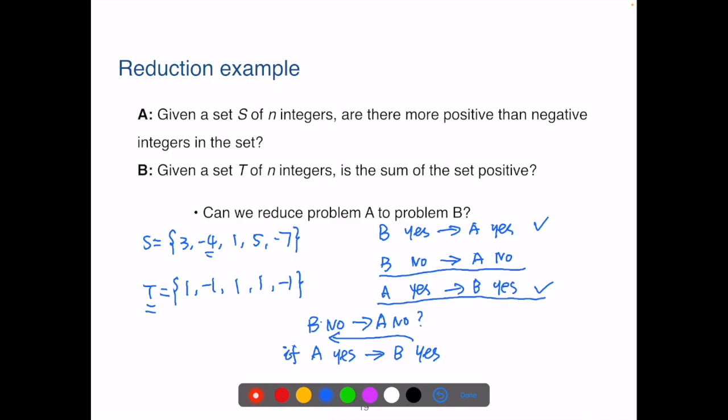So is this true? When A answers yes, do we also have B answers yes? When A answers yes, it means that in set S, there are more positive than negative integers. By looking at the way we converted S to T, that will give us more positive ones than negative ones in the set T. So for sure, B will also answer yes. We can confirm this polynomial time transformation is also answer preserving.